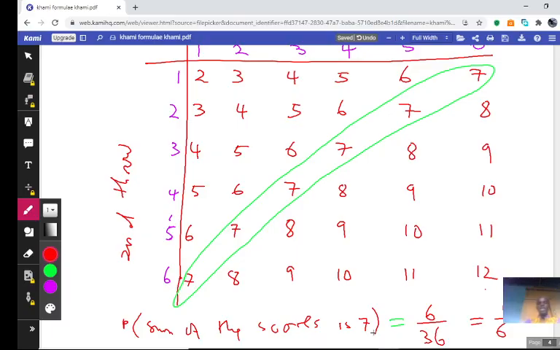Right. Then if you are asked maybe to calculate the probability that the sum of the scores is 10, you just count how many 10s are here. 1, 2, 3 10s. So it will be 3 over 36. You simplify, it will be 1 over 12.